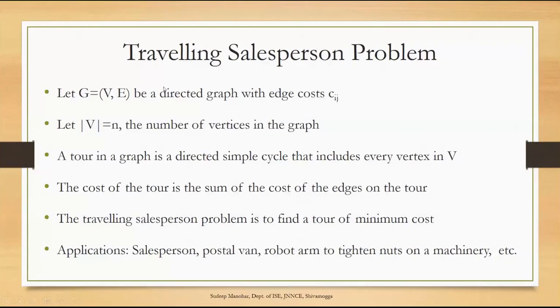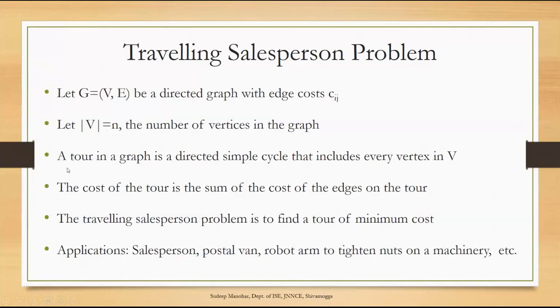Directed graph means it contains directions, and each edge is associated with a cost C(i,j). So the cost may be the distance or amount, anything that depends on the application. Let the cardinality of V be equal to n. The cardinality of V is the number of vertices in the graph, that is equal to n.